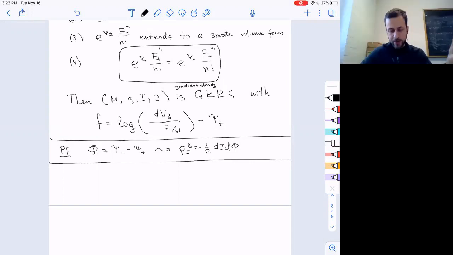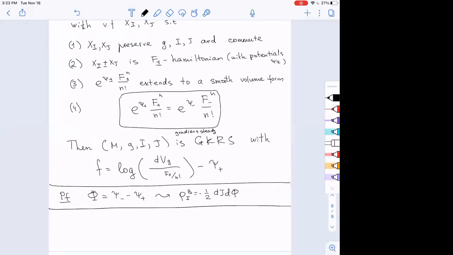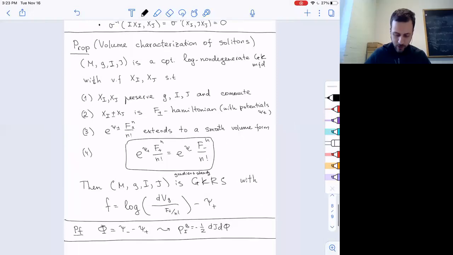Maybe I'll just recap what we did and say what I will do next time. There is not much left, but we can discuss something else along these lines. So we got this characterization of solitons through the volume equation.